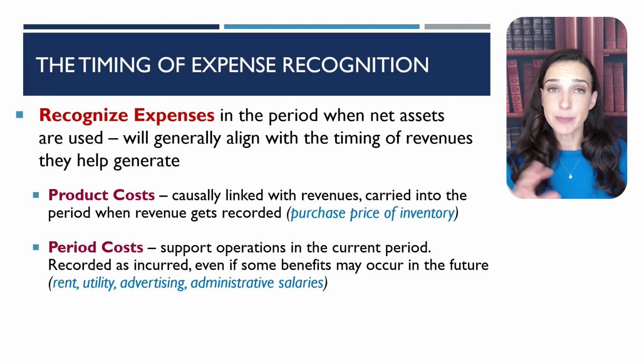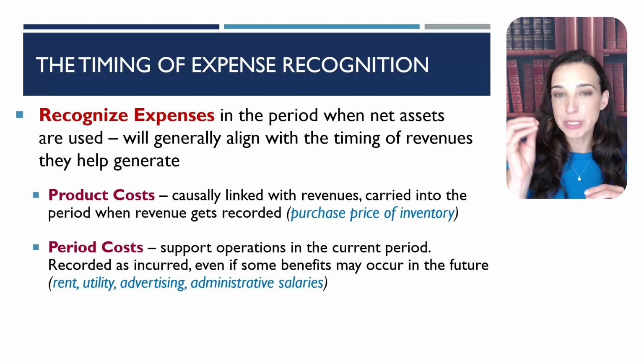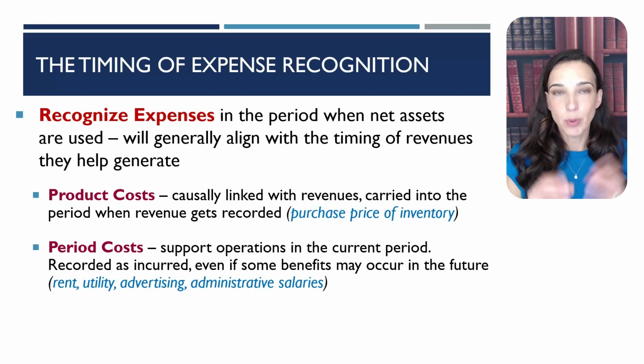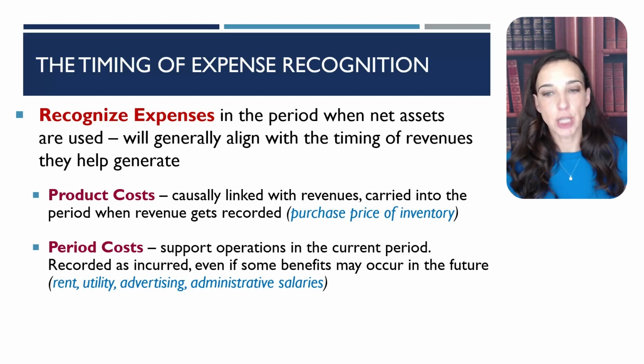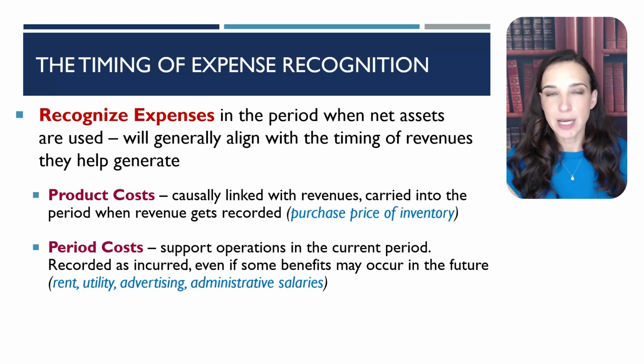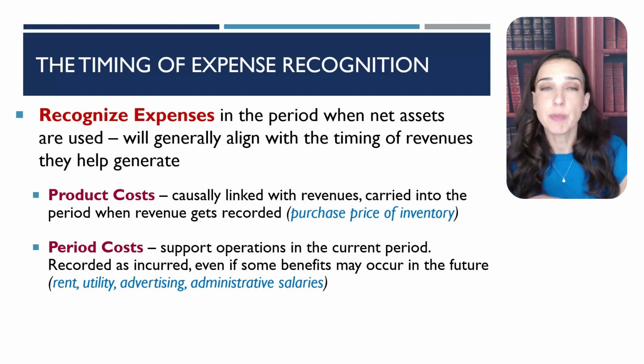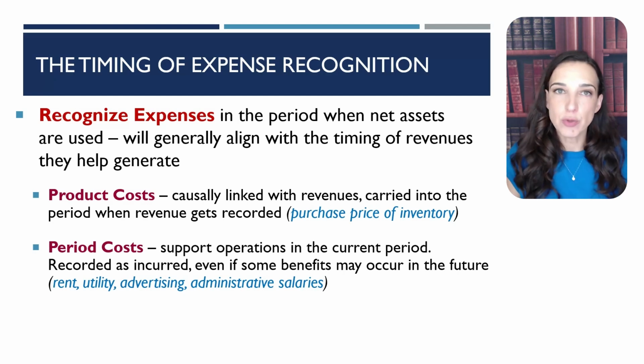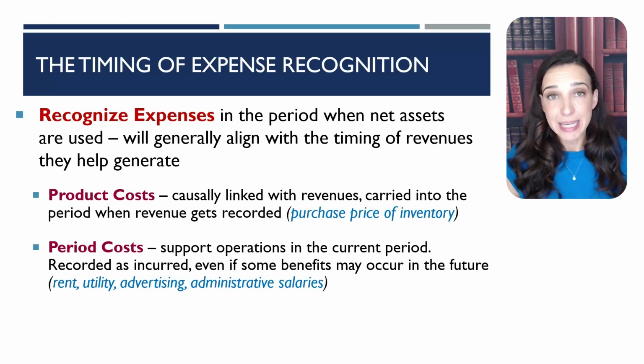The next one is period costs. We have situations where we cannot really identify how this benefits us to a particular sales number, but we know it benefits us in general. So think about rent, utility, advertising. Even though there could be benefits in the future, you just treat this as operating expenses in the period where these are incurred.